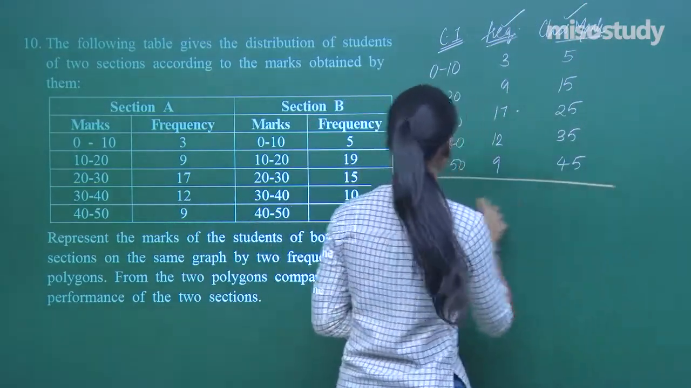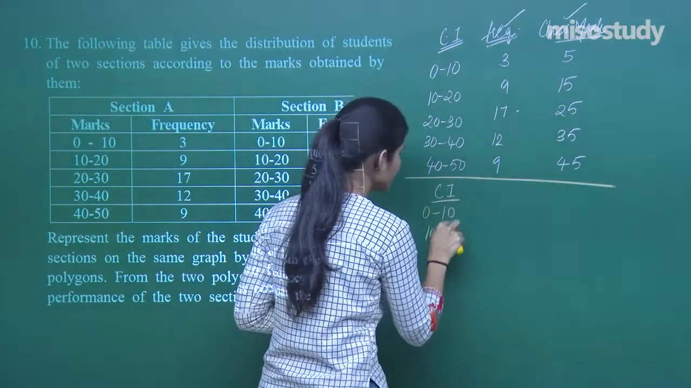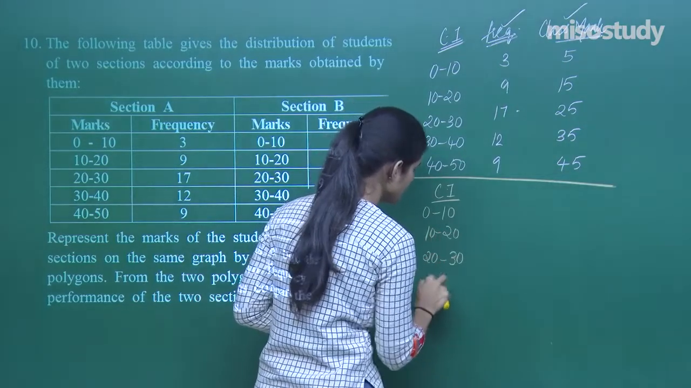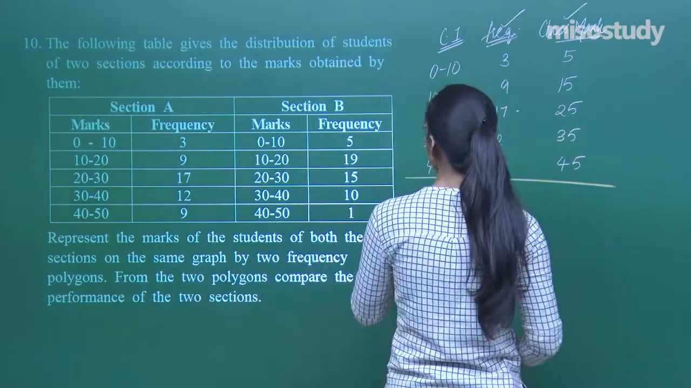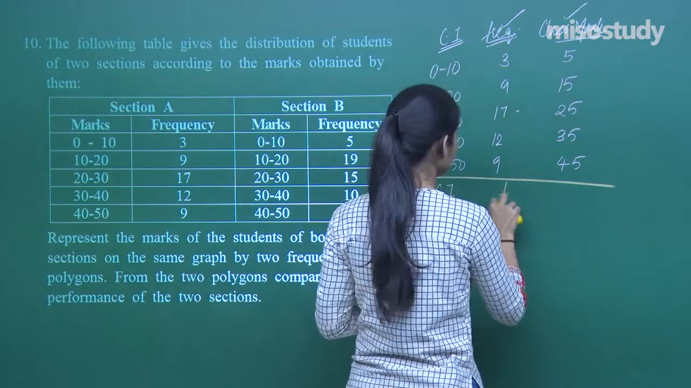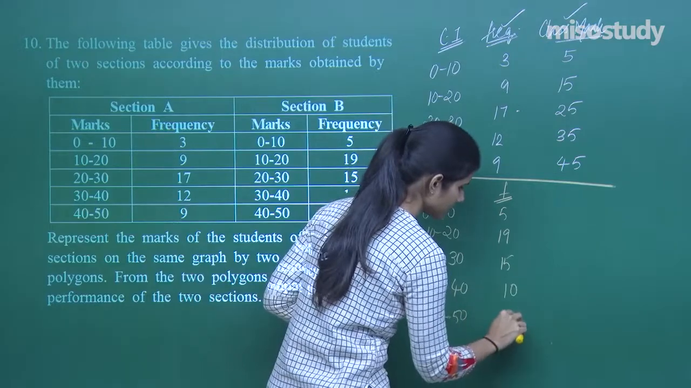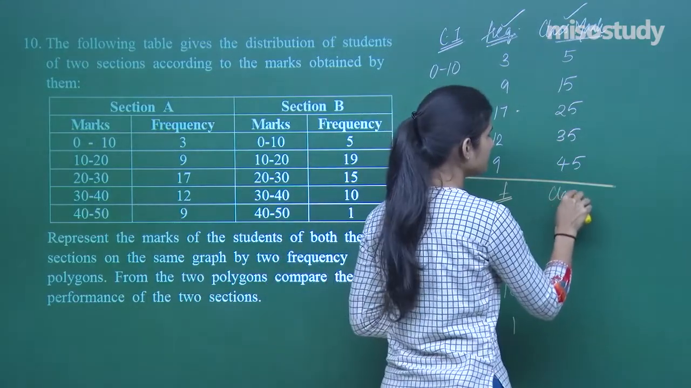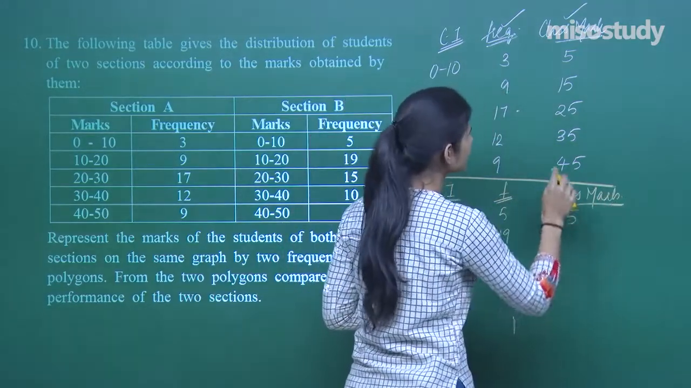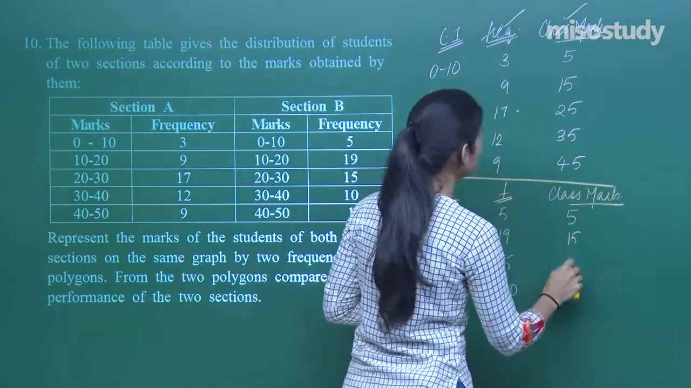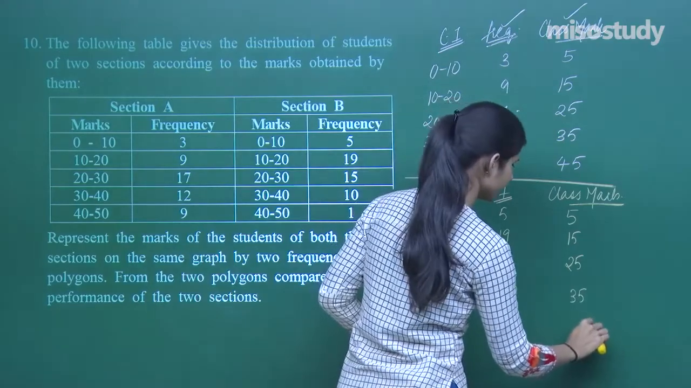Another case, let's write class intervals. You have 0 to 10, 10 to 20, 20 to 30, 30 to 40, 40 to 50. Right? You have frequency as 5, 19, 15, 10 and 1. Right? What is the class mark? Again, class intervals are continuous, so not a problem. 0 to 10, again class marks are the same, 5, 15, then you have 25, 35, 45.